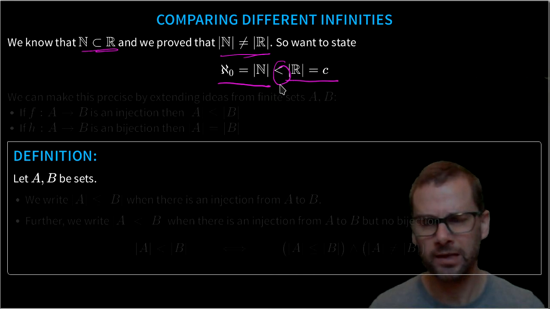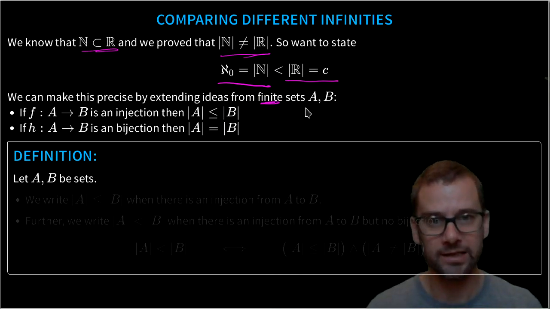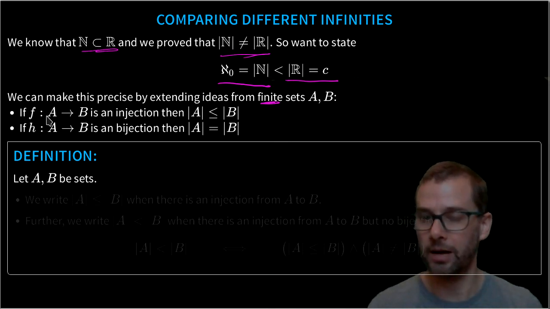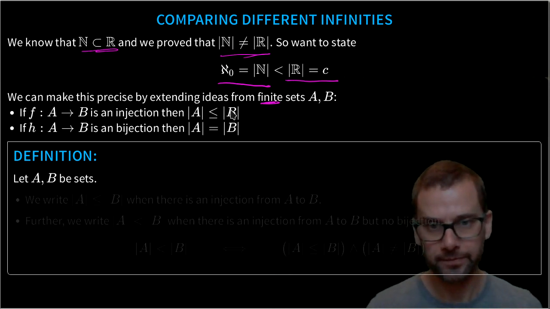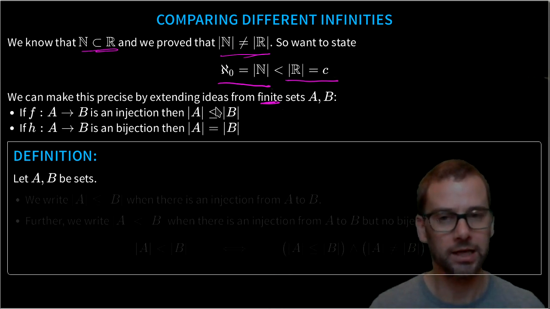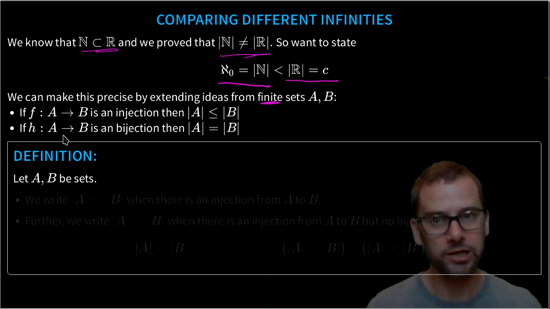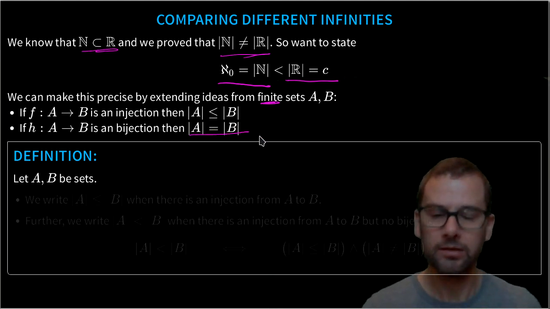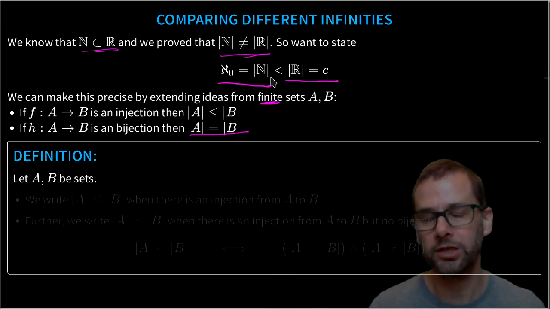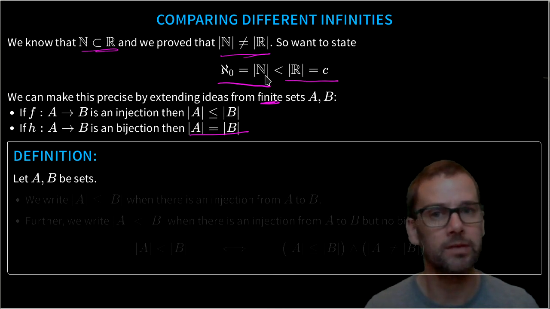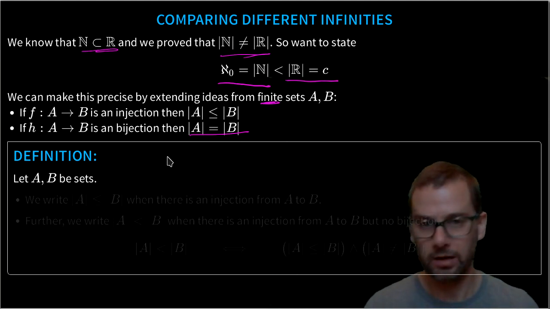And we want to make sense of what this symbol actually means rigorously in the context of comparing infinities. So we can make this precise by extending ideas that we had for finite sets A and B, namely if we can construct an injection from A to B, then we know that A has to be smaller than B. On the other hand, if we can construct a bijection from A to B, then we use this to mean that these sets are equinumerous. So by combining these two things, we can give a rigorous definition to this symbol. Namely, what does it mean for this infinity to be strictly smaller than that infinity? So let's give ourselves a definition here.